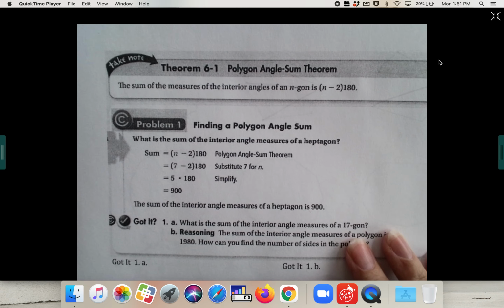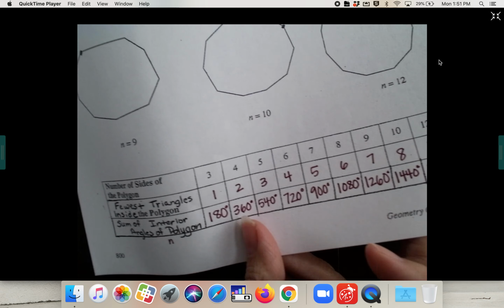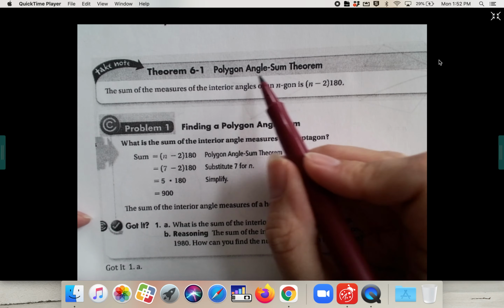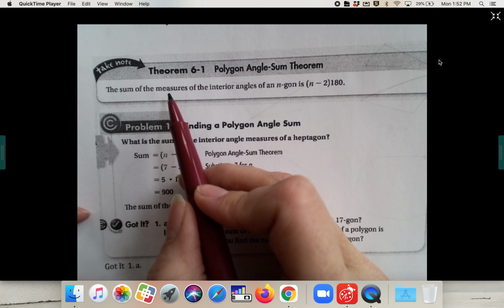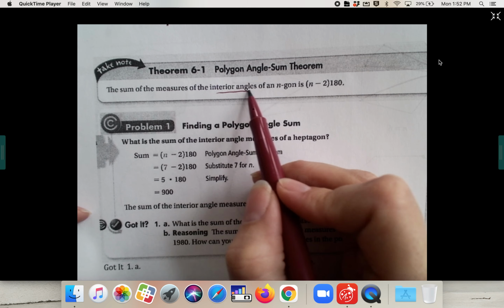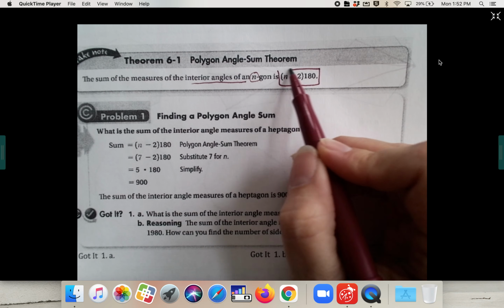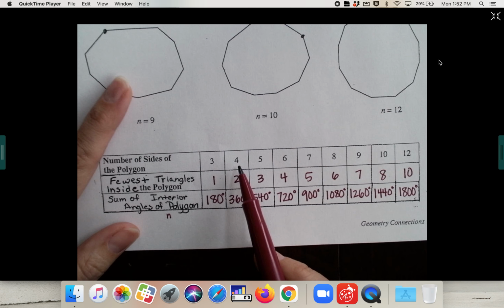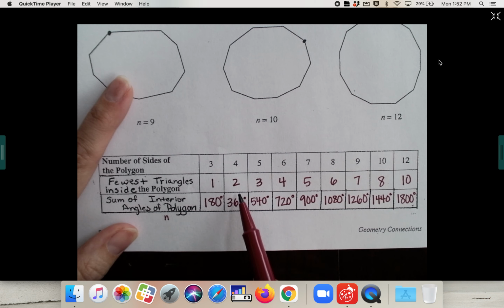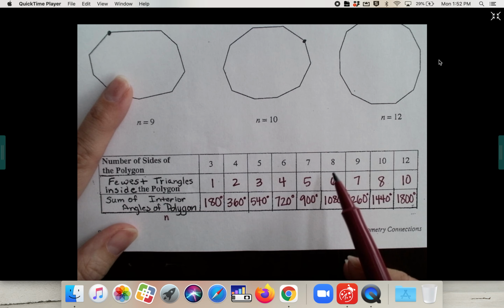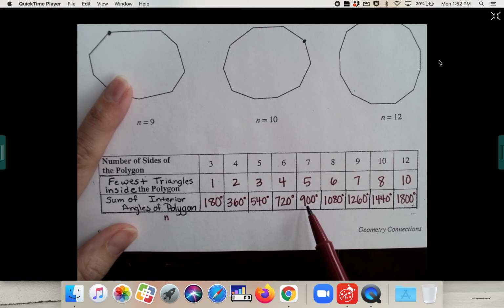Let's go back to the idea that we did right down here, figuring out all of these different degrees. That brings us to this theorem, the polygon angle sum theorem. The sum of the measures of the interior angles of any shape, an n-gon, is n minus 2 times 180. So let's take a look. The number of sides minus 2 times 180. The number of sides minus 2 is 3 times 180. 6 minus 2 is 4 times 180. 7 minus 2 is 5 times 180.